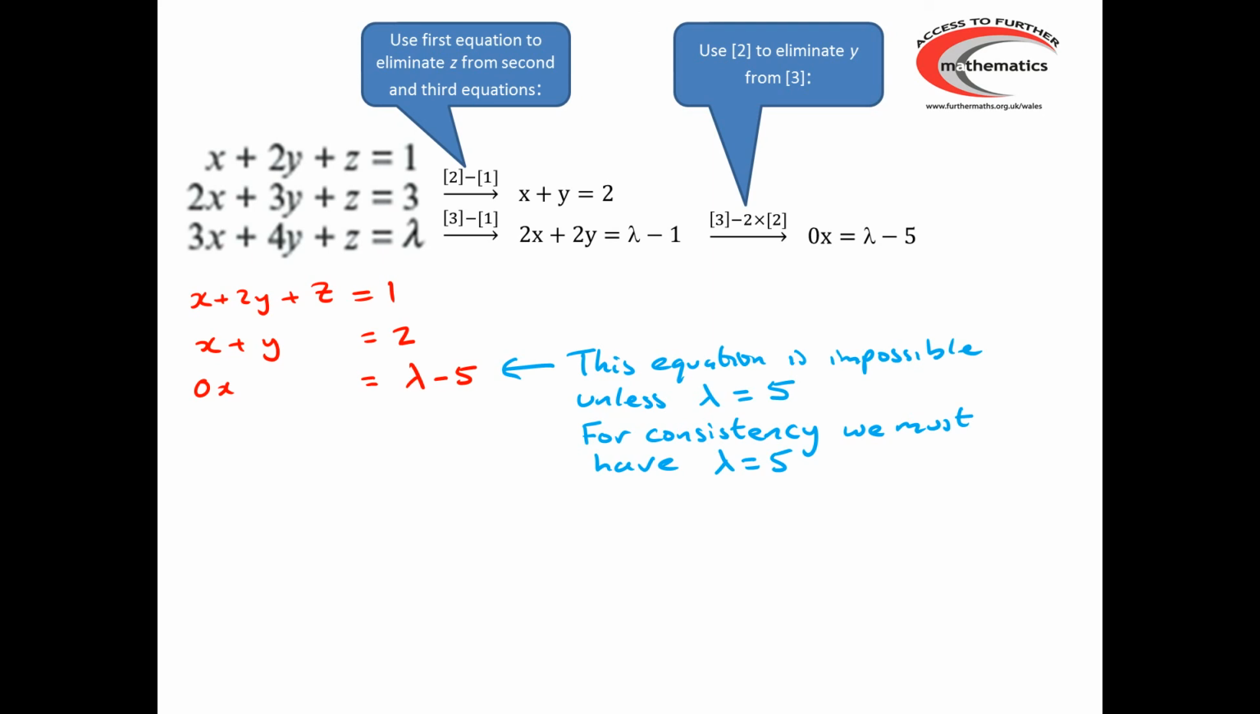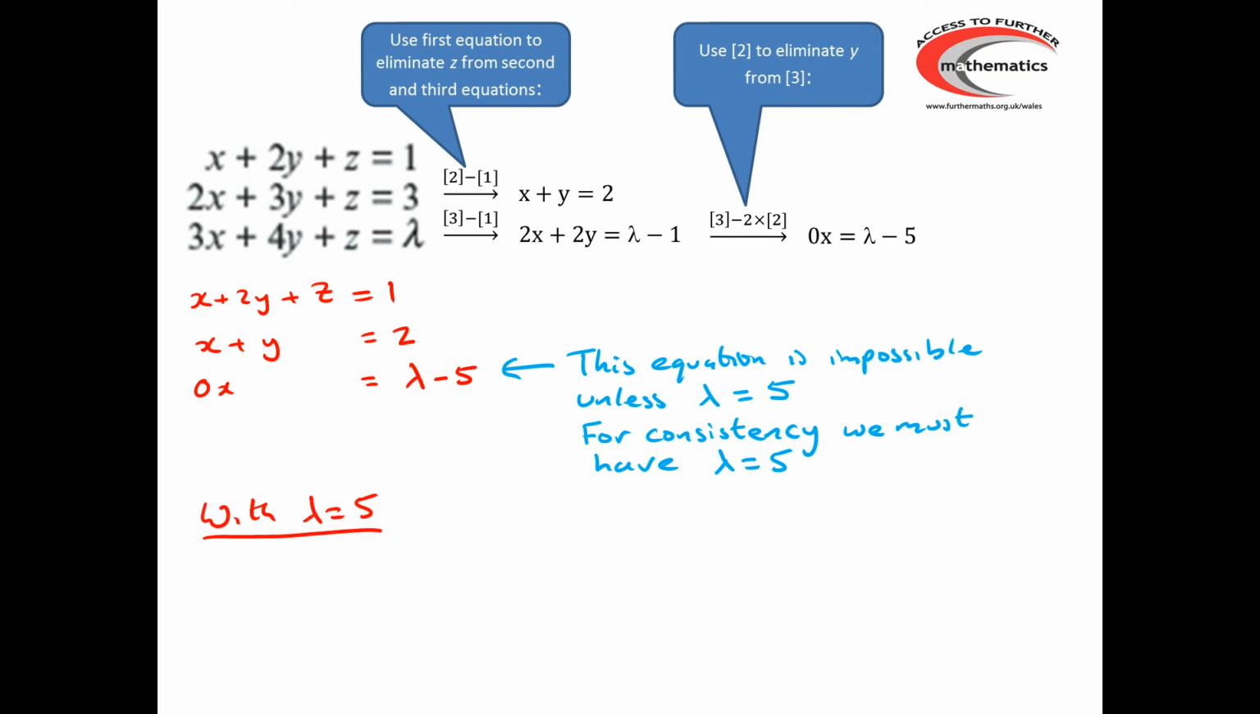That final equation, naught x equals lambda minus 5, can only be solved if lambda equals 5. I can't have naught x equals 4. I can't have naught x equals 7. I can't have naught x equals minus 2. I can have naught x equals 0. Okay, so that final equation is only possible if lambda equals 5. So for consistency we must have lambda equals 5.